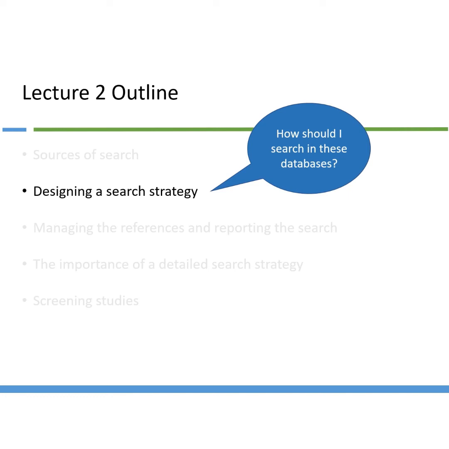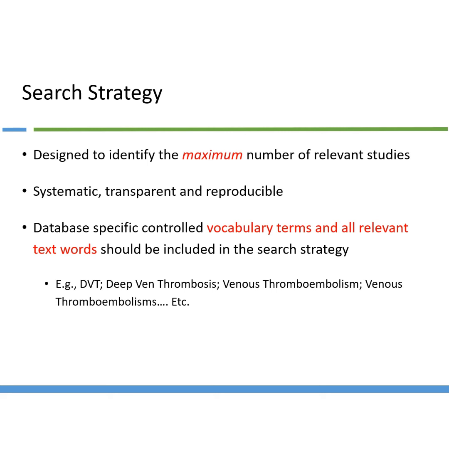So how should I search these databases? Now you're going to design your search strategy. Identify the maximum number of relevant studies. That's the reason we do this. We want to design a search to capture the maximum, not the minimum number. It has to be systematic, transparent, and reproducible. And when you publish it, if I want to go and check it out, I can look at the published methods you have, the dates of the search. I can redo it.